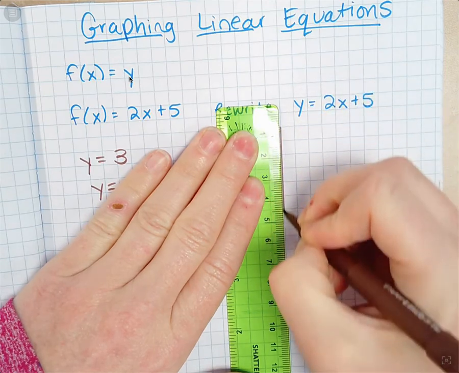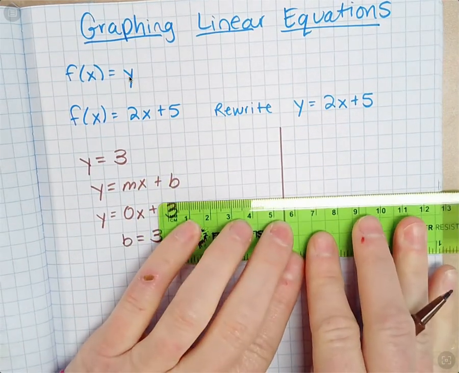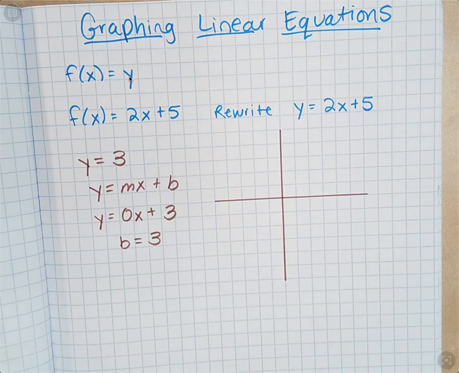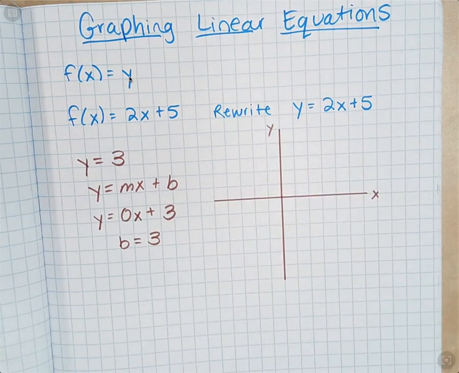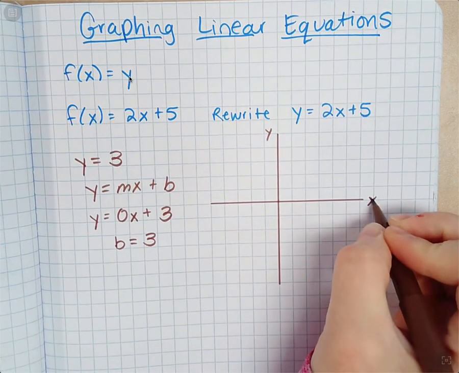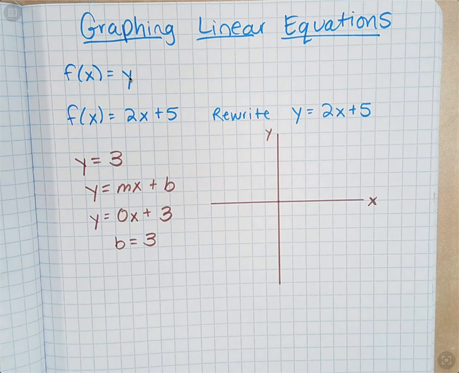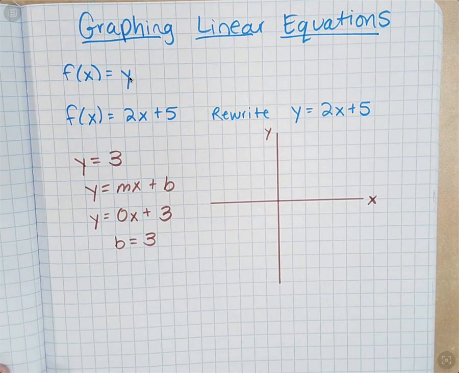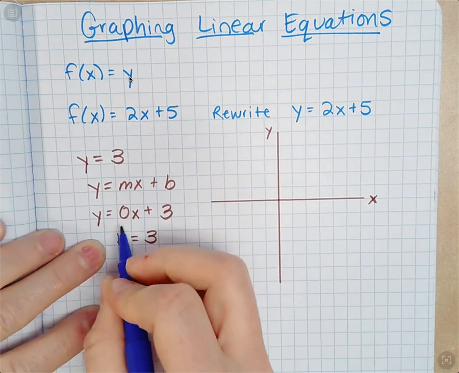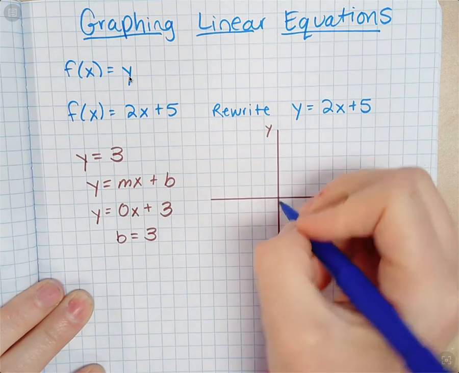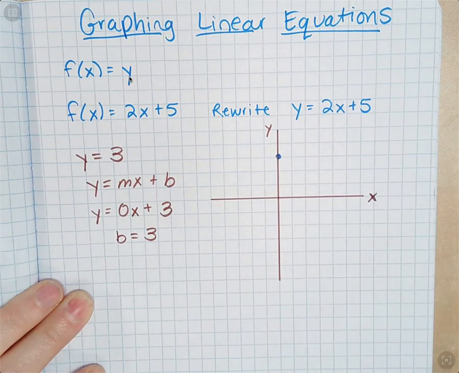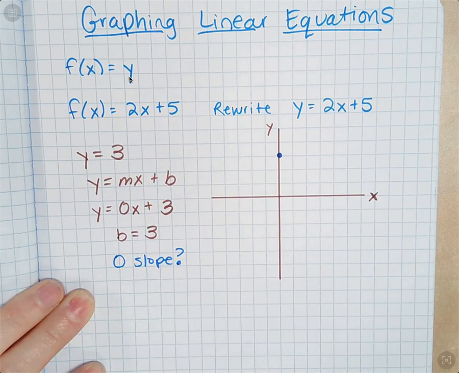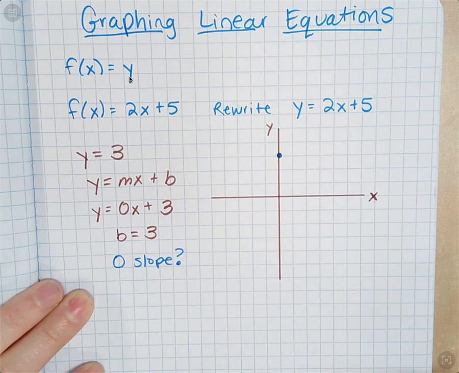Draw an x and a y axis. Just a small graph. Doesn't have to be big. This is x, this is y. So I'm going to graph my b, which is 3. So my y-intercept is at 3. And what does a 0 slope mean? Yeah, it's not moving. Which way am I going to draw the line?